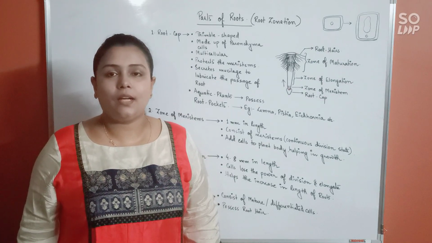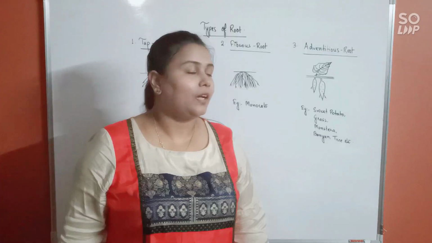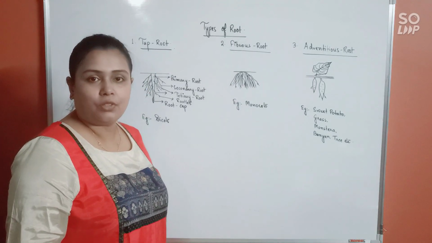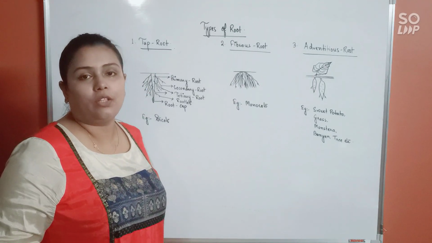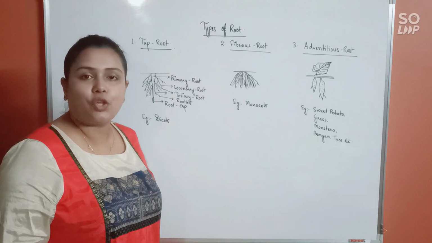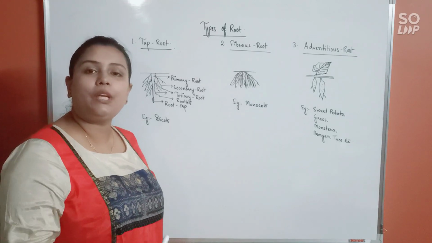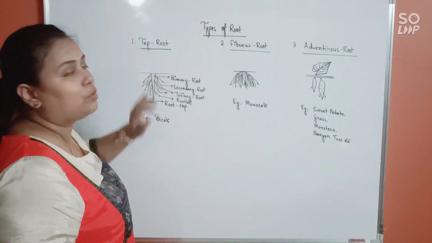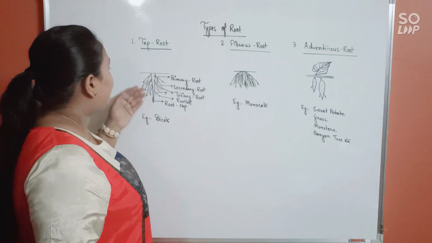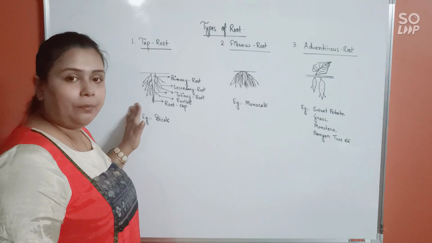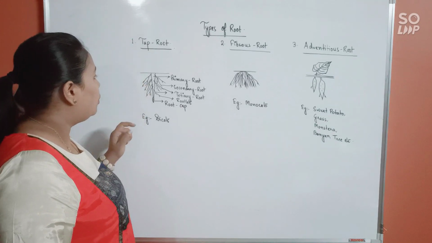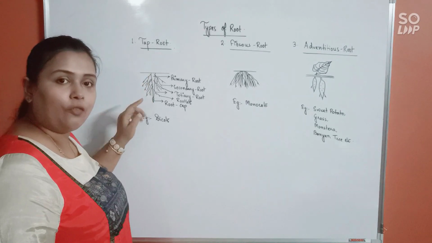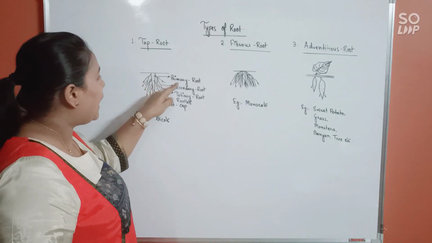Next, let us discuss types of root. Now, there are 3 types of root based on their origin. From where exactly they are originating, accordingly we have 3 types of root. First is the taproot. The taproot, as you can see in the diagram, is the type of root which consists of a very prominent axis of the root, that is called the primary root.